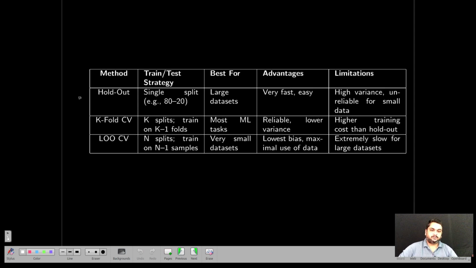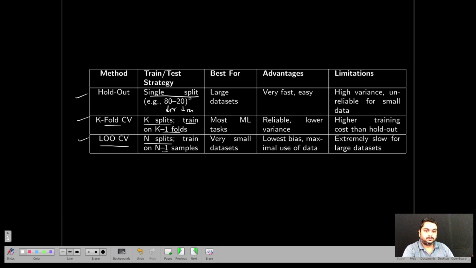Just to summarize, you understood three techniques: hold out, K fold, and leave one out. In hold out, we have a single split, for example, 80 for training and 20 for testing. In K fold, I will split into K parts, train on K minus 1 folds and 1 fold for testing, and repeat it K times. Then leave one out: you split the n data points into n splits, so 1 point you take out for testing and the remaining n minus 1 samples are used for training. What is each best for?